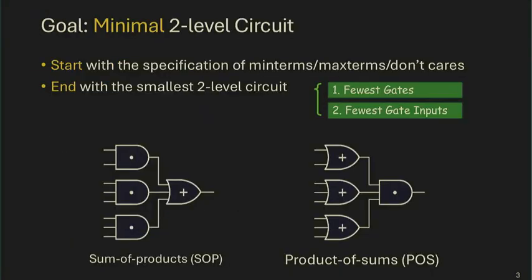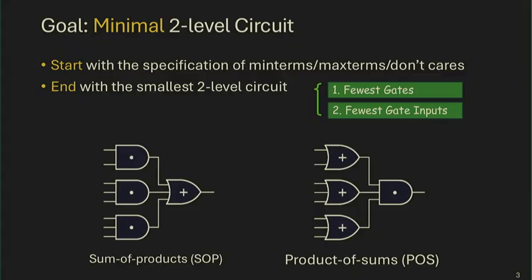So this is the goal. This is what we're doing. We're trying to get a minimal 2-level circuit. Why are we dealing with 2-level circuits? For one thing, it's a very simple structure. So you can define a very clear optimization objective. In particular, we want to minimize the number of gates and also minimize the number of gate inputs.